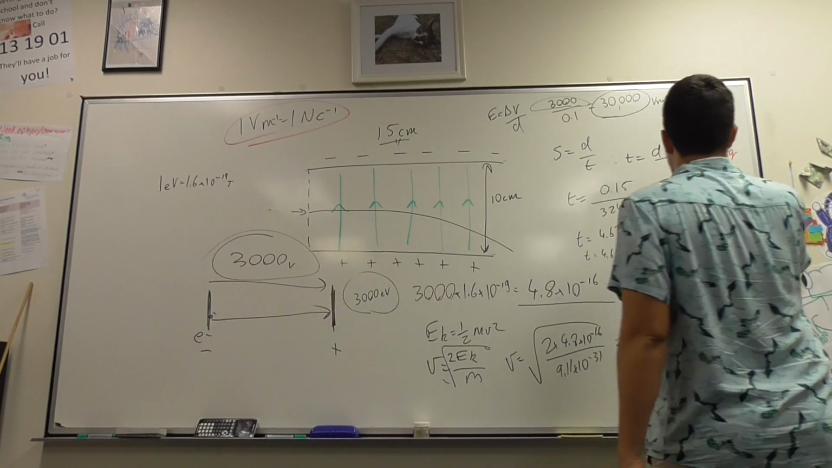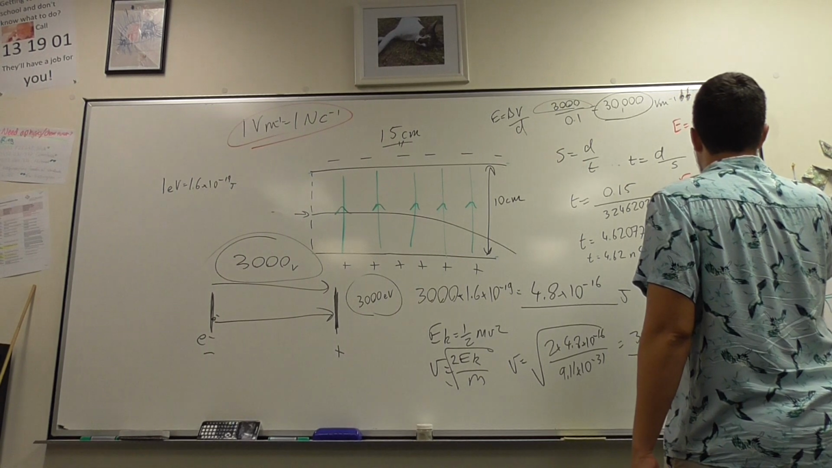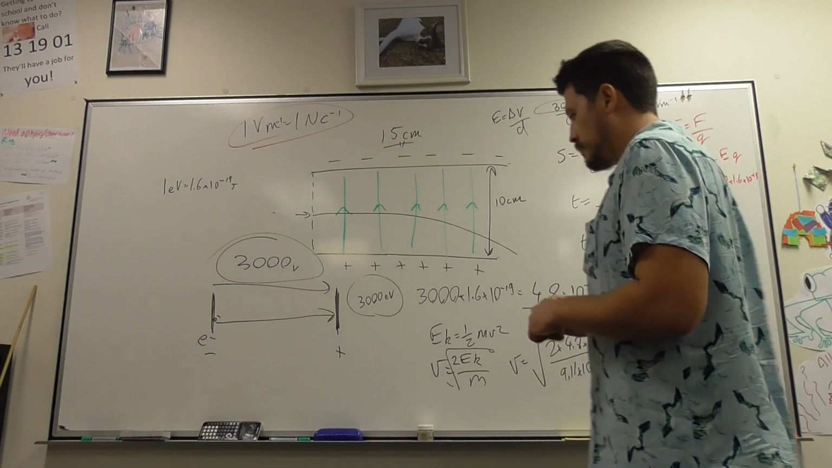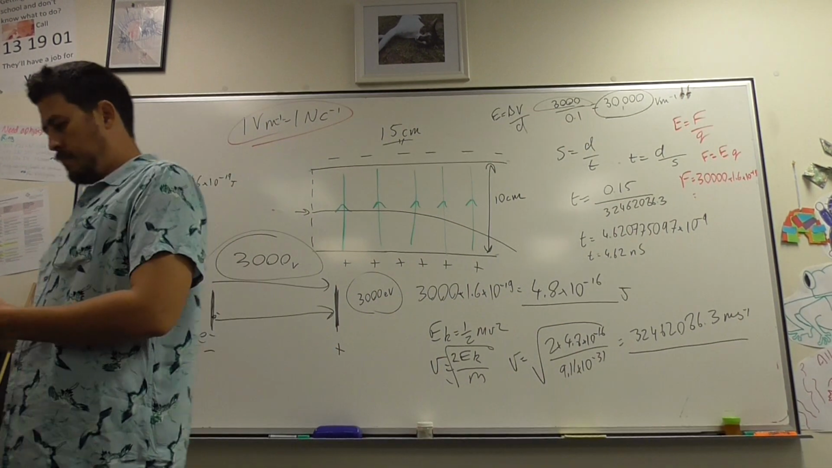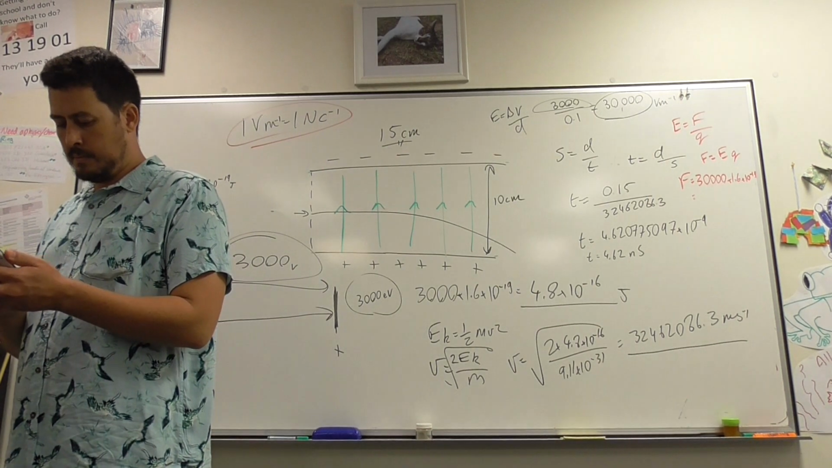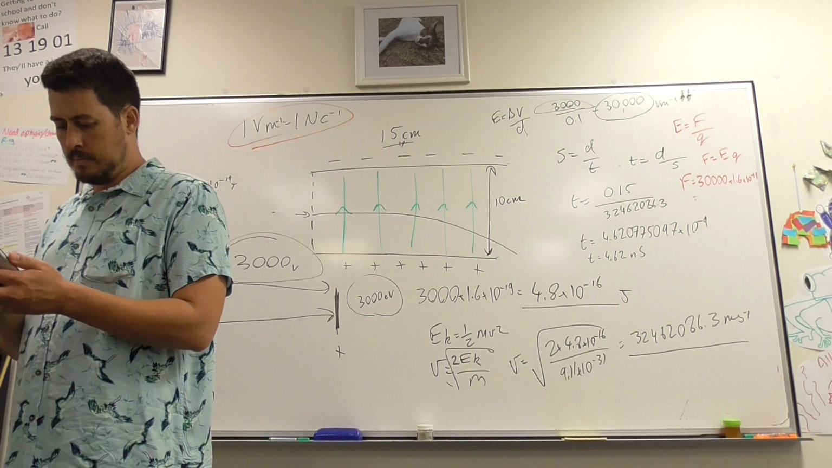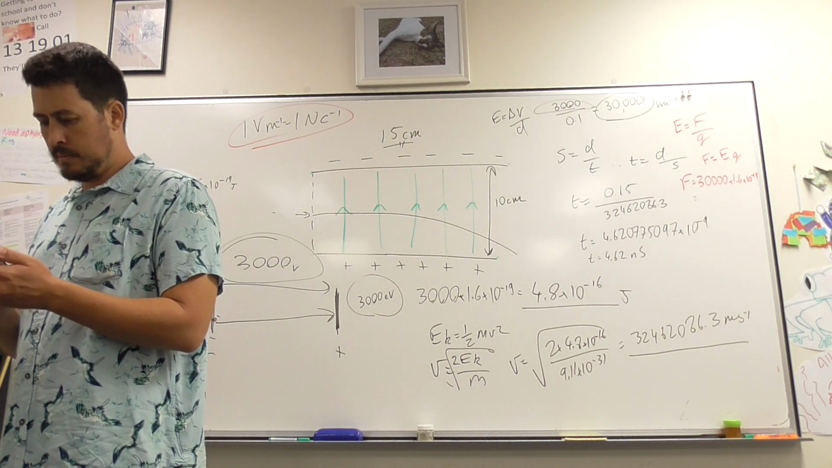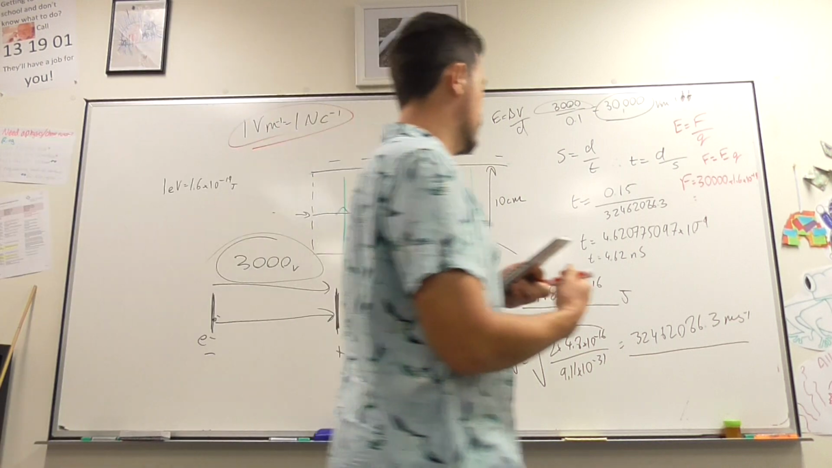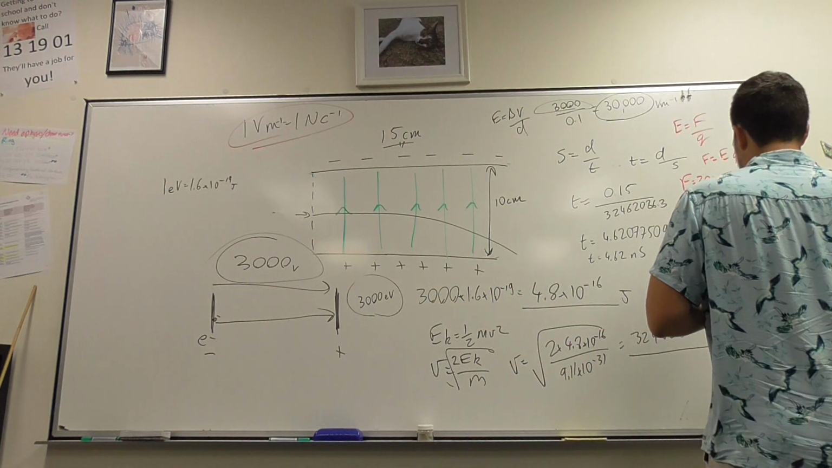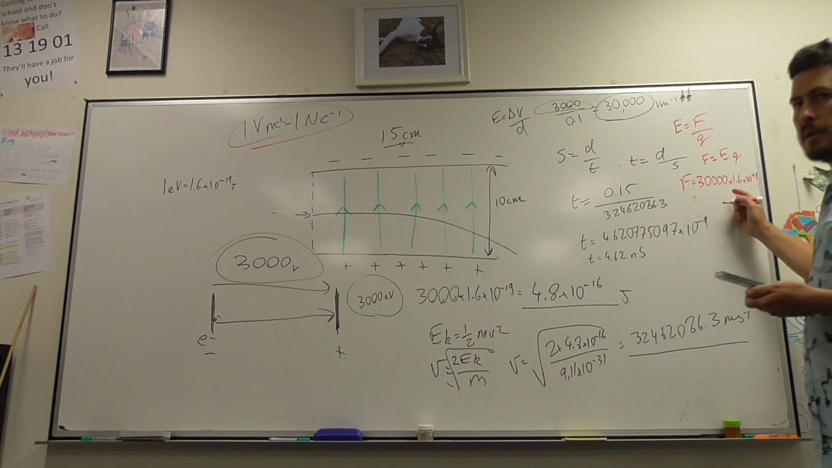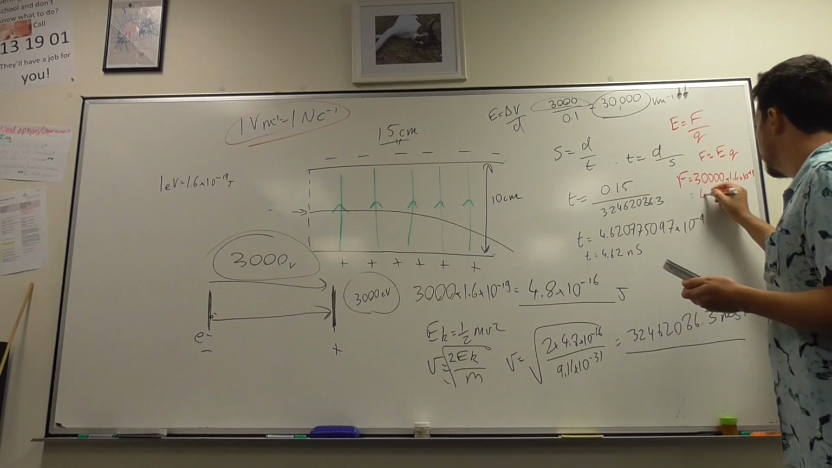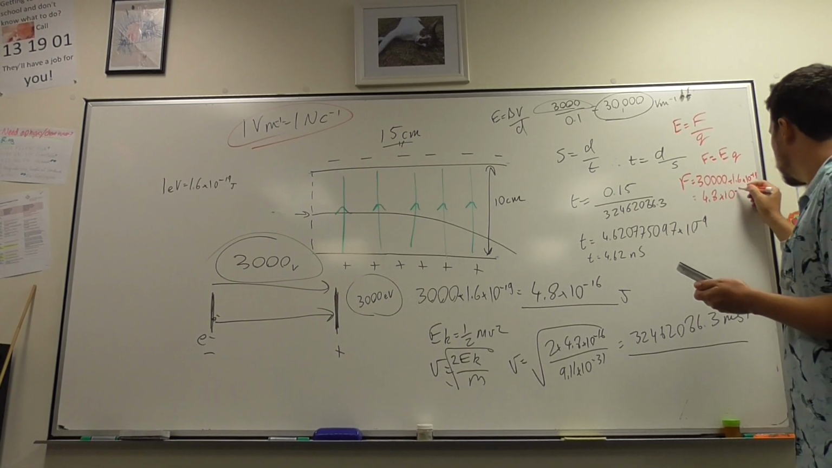F equals 30,000 times the charge of an electron, 1.6 by 10 to the negative 19. Is it times or divide? Think times. You've got a small negative 19 number times 30,000. It's going to be small. The answer is 4.8 by 10 to the negative 15 newtons.